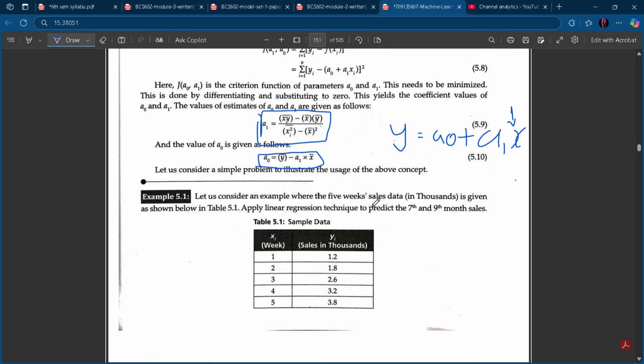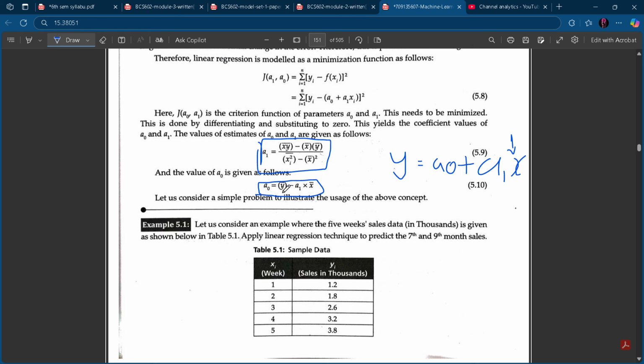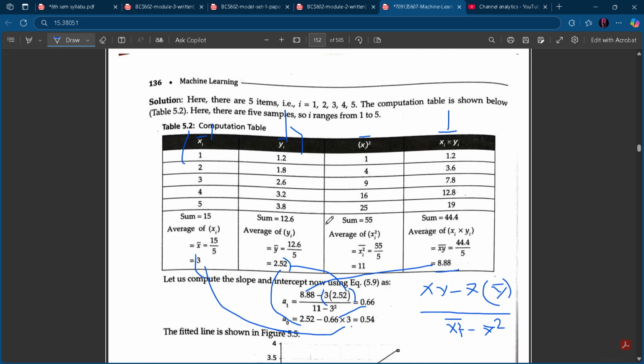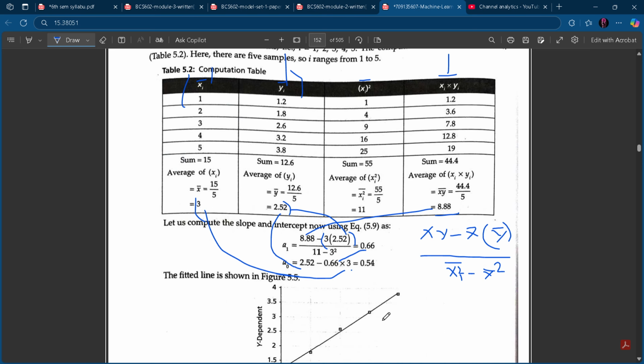Now what you have to do? A0. What is a0? It is y bar from the table minus a1 into x bar. See, this minus the value you got into x bar. So you have to calculate 0.6 into 3 first. That will be 6 threes are 18. You just have to add 66, 66, 66, 180, 186, 198. It should be 1.98, I guess, if I'm not wrong.